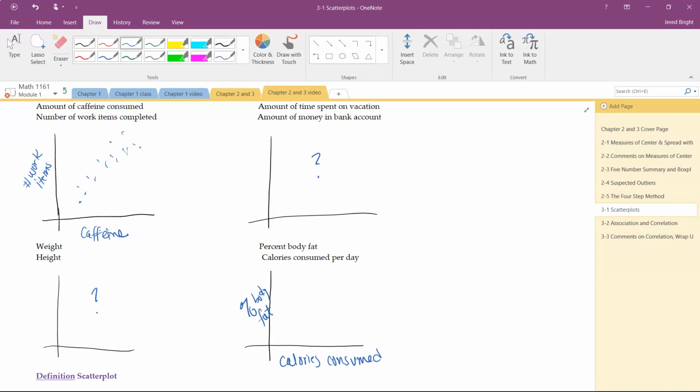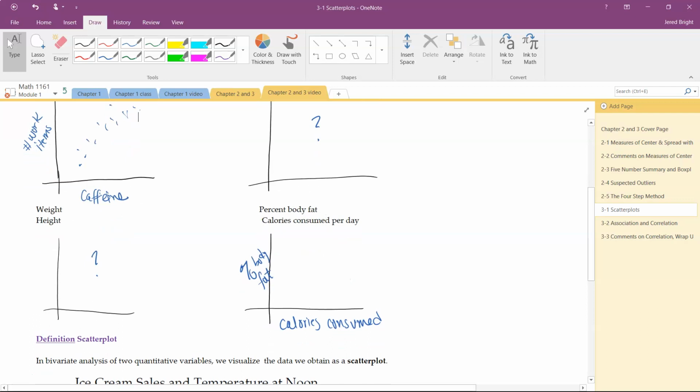This next one, actually the next two, are kind of interesting. With the amount of time spent on vacation versus the amount of money in your bank account, it was a little unclear for me which one would be the explanatory and response variable. If you have a lot of time on vacation, your bank account is going to be influenced because you're going to have less money. So the amount of money is dependent on the amount of time you spend, and conversely, the amount of time is also dependent on the amount in your bank account. It was unclear to me which one would be on the horizontal and vertical axes. Either one would actually be correct, and we might need to dig deeper into the context.